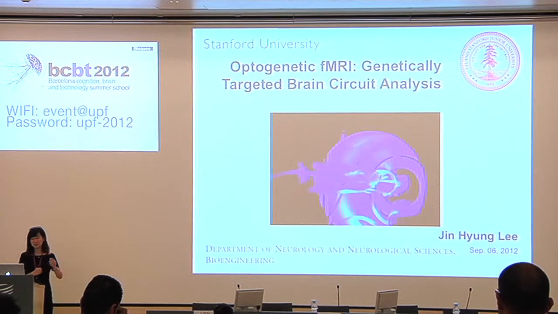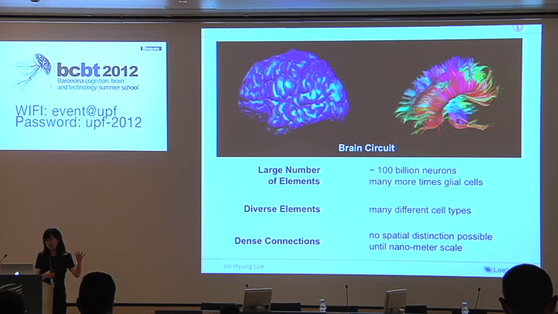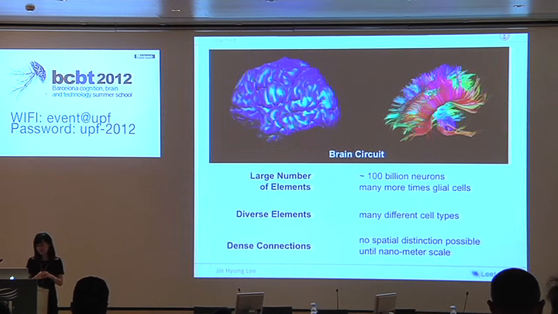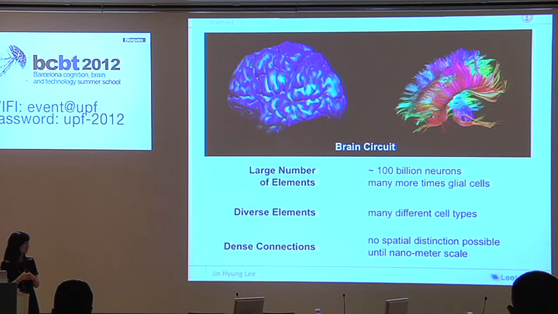Today I would like to talk to you about the optogenetic functional MRI technology that we've recently developed, which enables genetically targeted systematic brain circuit analysis. As you all know, the brain is a very complex circuit comprising many billions of neurons, and many more times glial cells. It also consists of many different cell types, which makes the task of understanding the brain circuit connection topology and function extremely difficult.